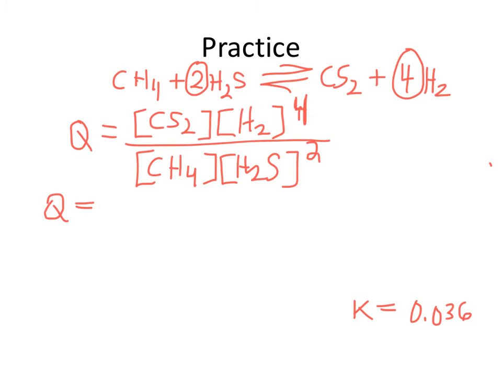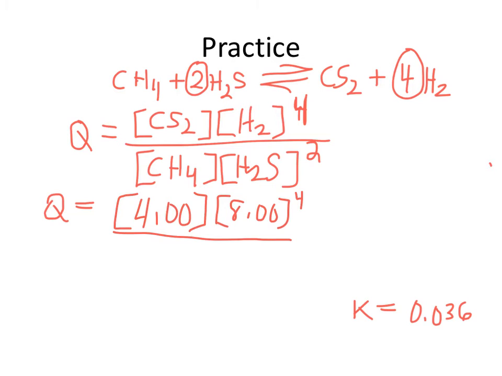So we're going back from the previous slide. And the initial concentration, so we throw all of this into the 250 milliliter flask. This is what we're starting with, which is why we're looking at Q. We have carbon disulfide is 4 molar. H2 was 8, so 8 to the 4th. Divided by methane. Methane was 4.